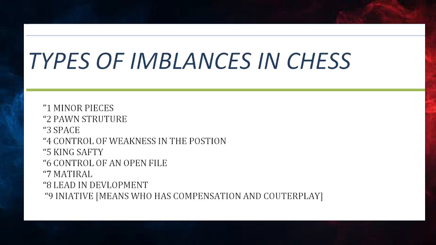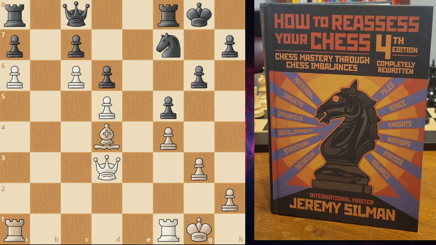So we have found what the types of imbalances are. Now we are quickly going to dive into positions. This is the first position. Let's go to the position. So this is the first diagram, a very critical diagram. I am gonna hint you it is about the minor pieces such as bishop and knight.